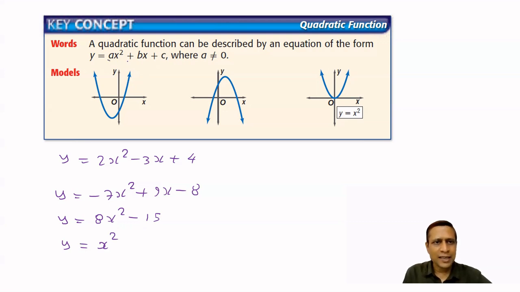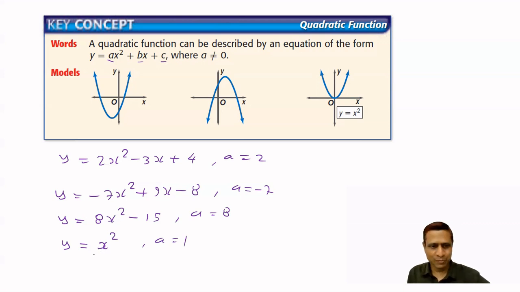So what are these a, b, c? So a is coefficient of x². In this case, a is 2. Here with x², what is multiplied? Negative 7. So a is -7. Here a is 8 and here a is 1, because with x² what is multiplied? 1 is multiplied.